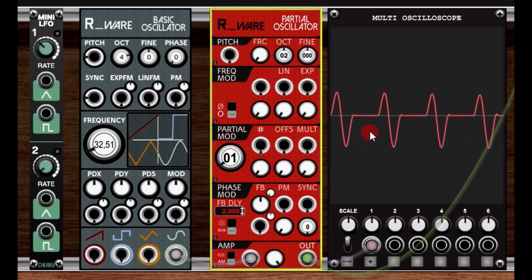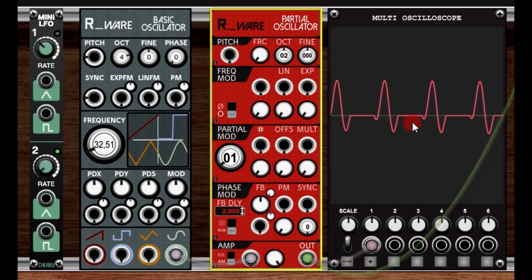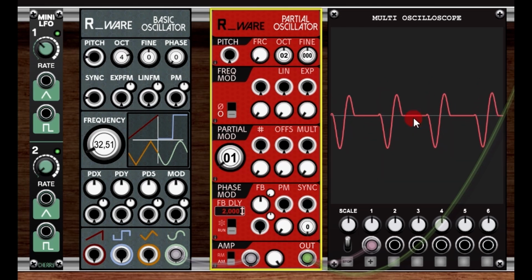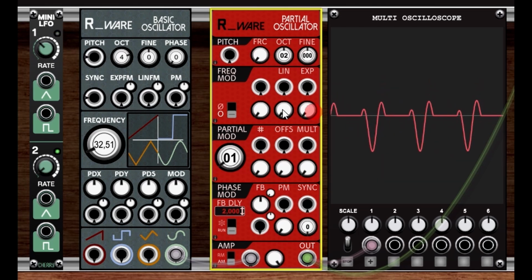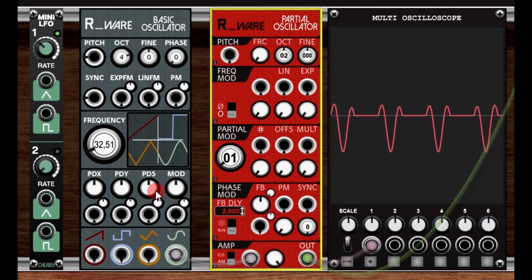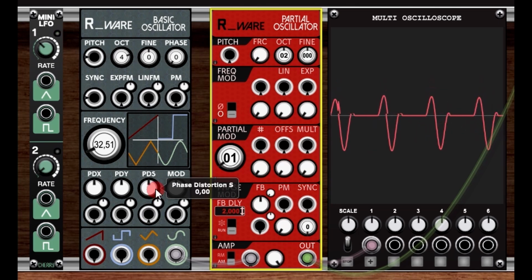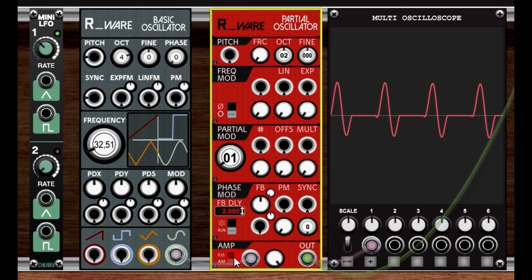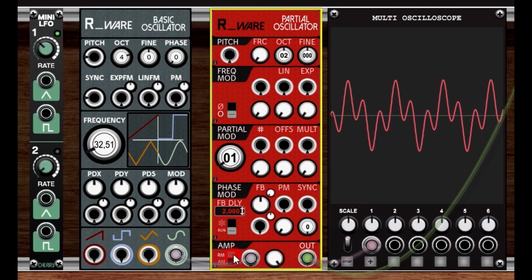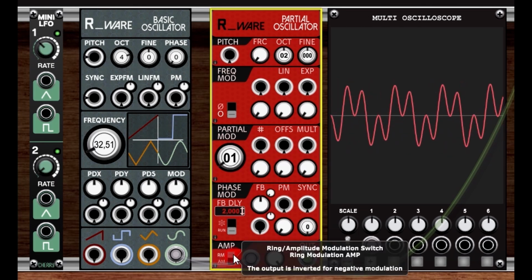AM, and you see there are always these periods of silence. Well, it's not silence because we don't hear it as silence because the modulation takes place at audio rate, but we see it here on the oscilloscope. Always when the modulating basic oscillator wave has its negative half phase, and when we switch to ring modulation, the wave is inverted.